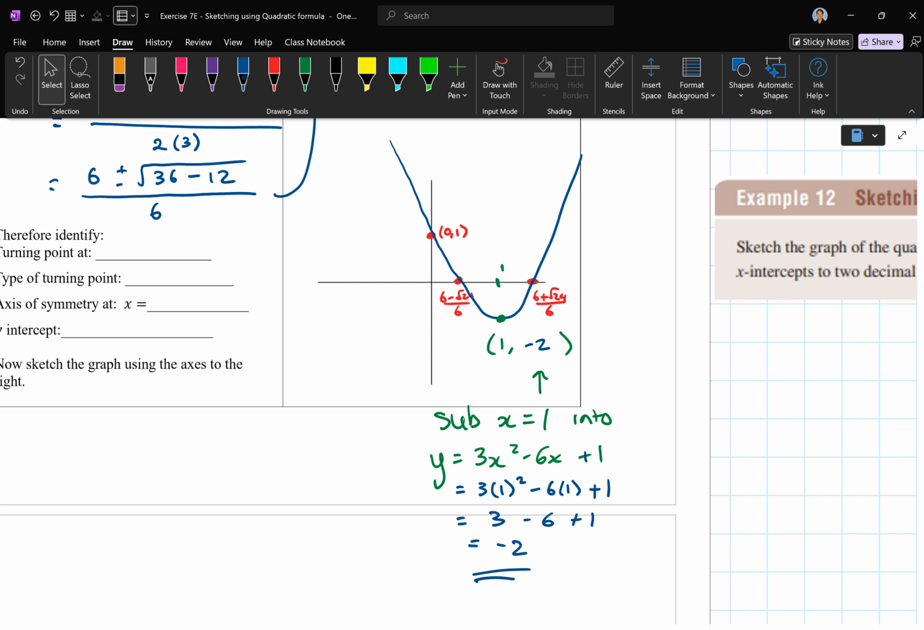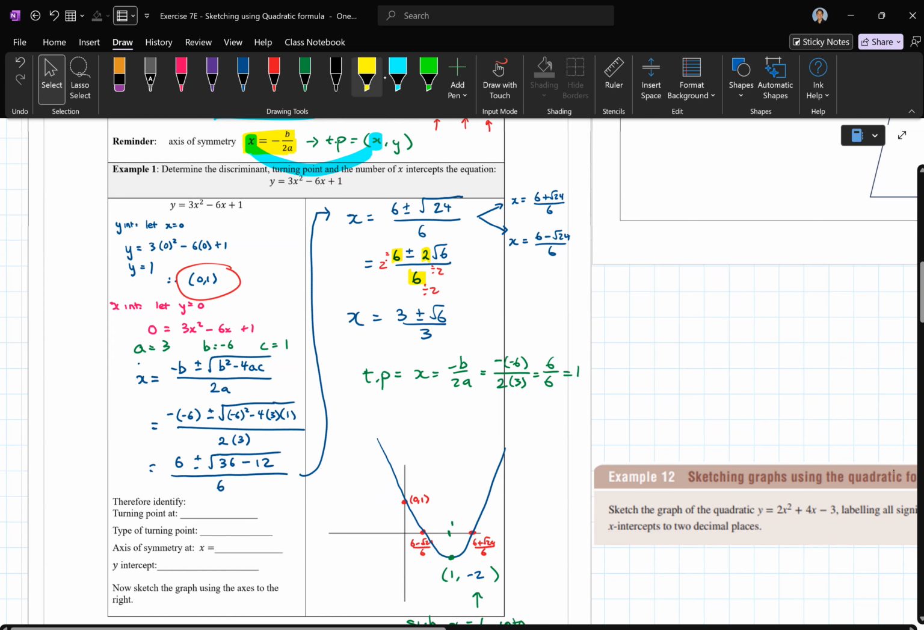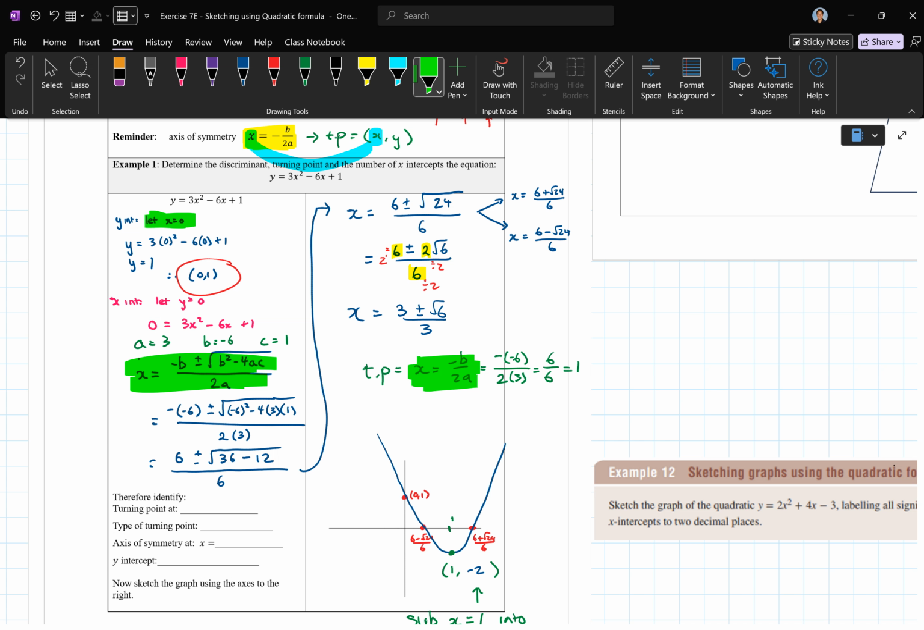Now, what I did there looks intense. But really, what did I do? I only used 3 things. 1, I subbed in x equals 0 for the y-intercept. 2, I substituted into this formula to find the x-intercept. And then 3, I used this formula to find the turning point. So there's only 3 things I did, but a lot of substitution to do.